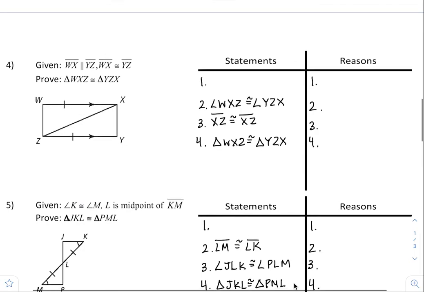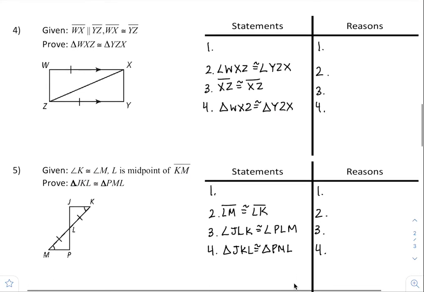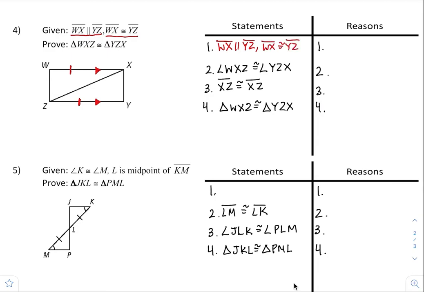Number 4. Alright, so for number 4, we have that two lines are parallel. So WX is parallel to YZ, and we got that WX, that side, is congruent to that side, YZ. So let's write down our information, which is given.